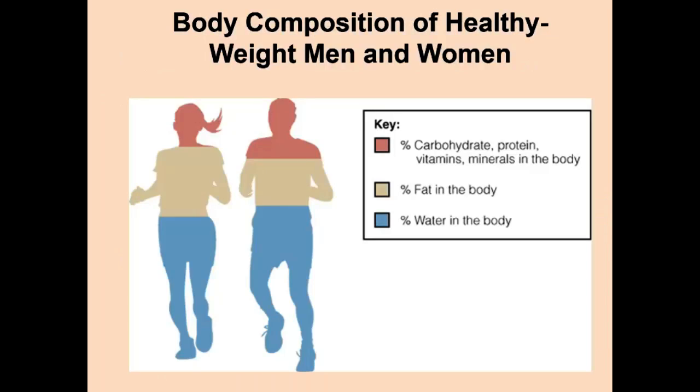So the human body is made up of compounds similar to those found in foods, primarily water and some fat, with carbohydrate, proteins, vitamins, minerals, and other minor constituents making up the remainder of the body. Body composition of men and women is going to be a little different. In blue we have water, in this tan color we have the percent of fat, and in this orange color we have the percent of carbohydrates, proteins, vitamins, and minerals.